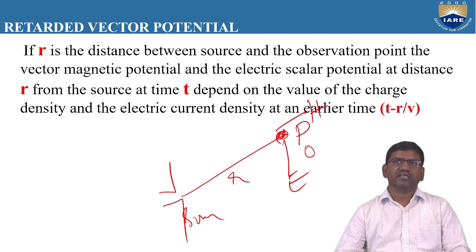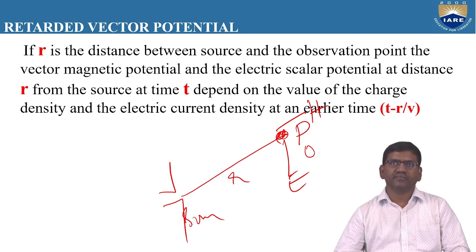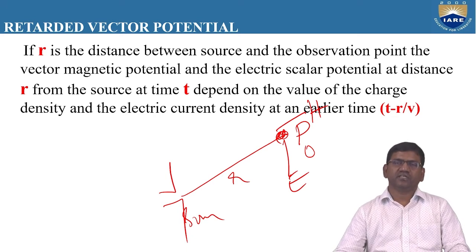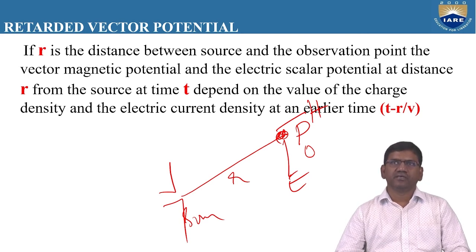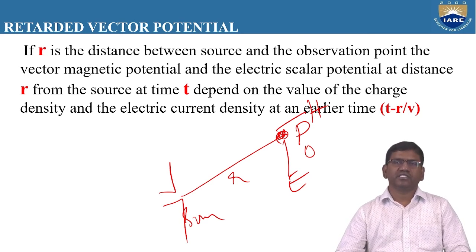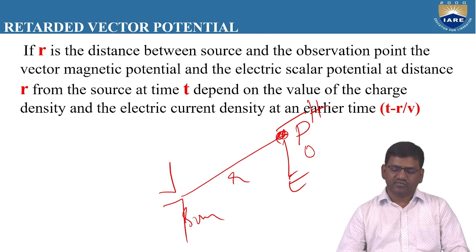One is the electric scalar potential, which is related to the electric field, and the other is the magnetic vector potential, which is related to the magnetic field. So we need to calculate the vector magnetic potential and the electric scalar potential at a distance of r.